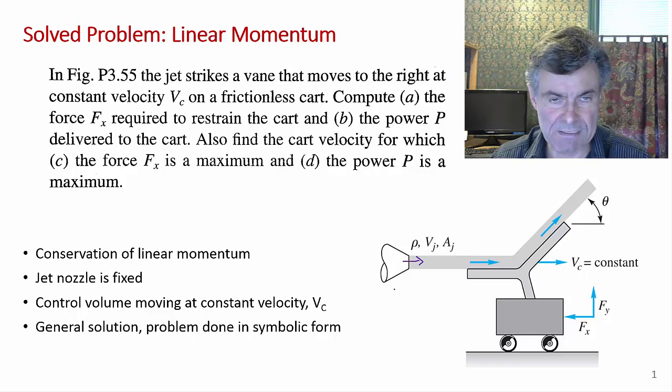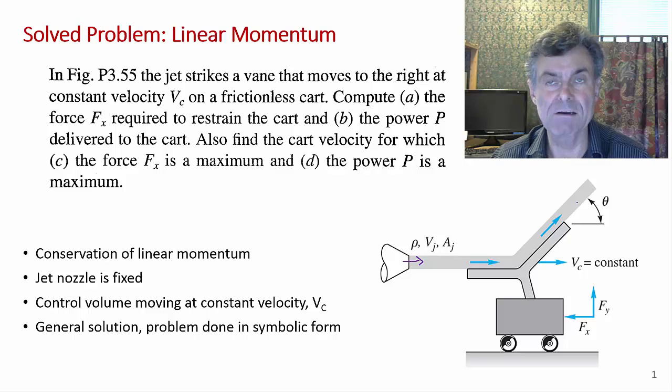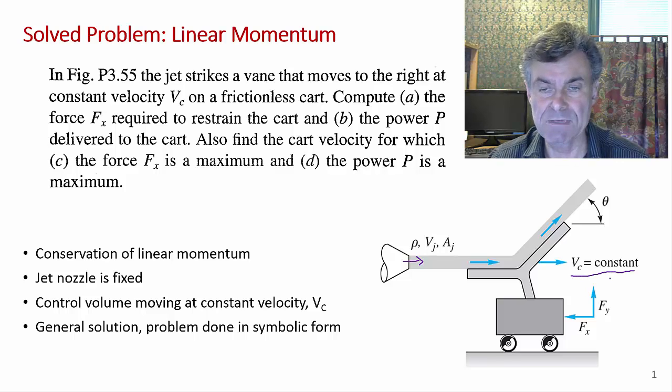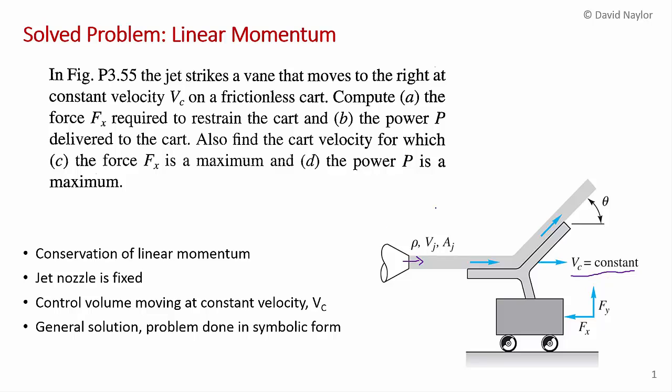The nozzle's fixed, and so we have a fluid at some density, velocity, and cross-sectional area impinging upon a vane here. Now, we've done this problem before, and it's quite a simple problem, but the difference this time is that the vane is attached to a cart that's moving at some fixed velocity vc. So let's look at the problem statement here.